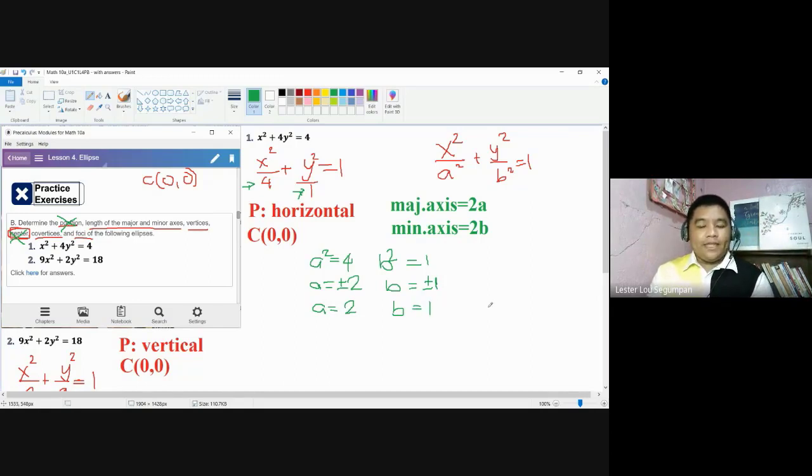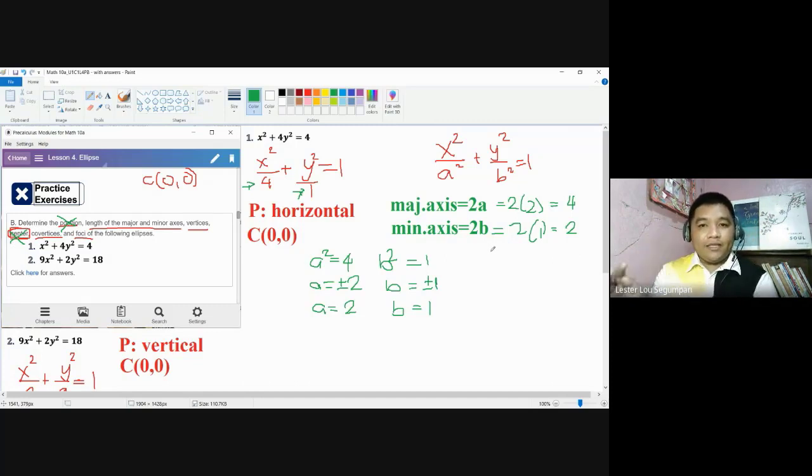Now with these values, the length of our major axis is just twice a, which is twice 2 as given here. So the length of the major axis is 4 units. For the length of the minor axis, it's twice the value for b, which is 1. So the length of the minor axis is 2. This is for item number 1.